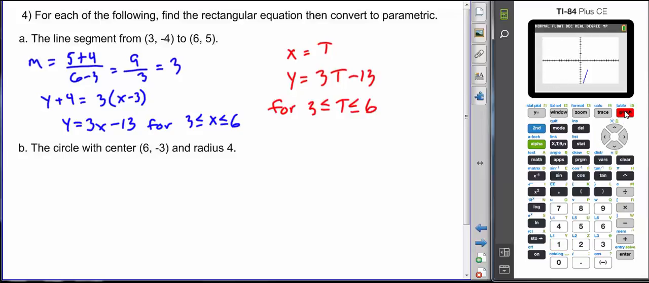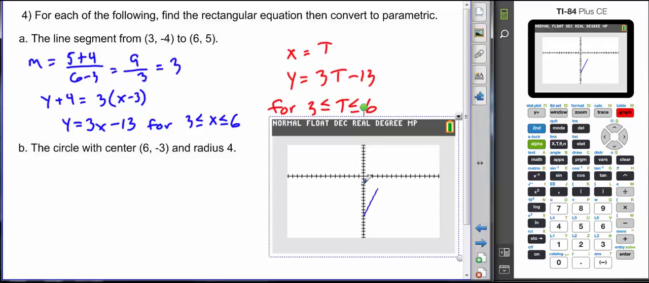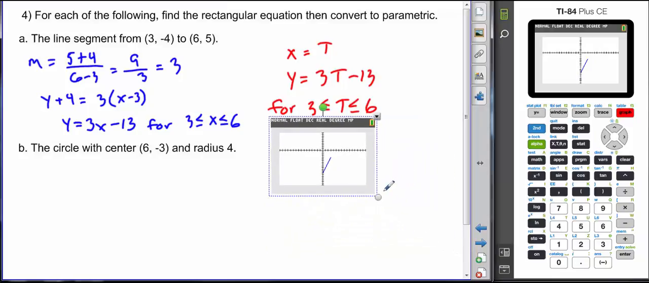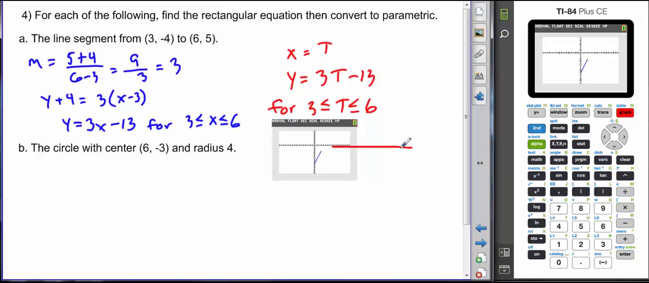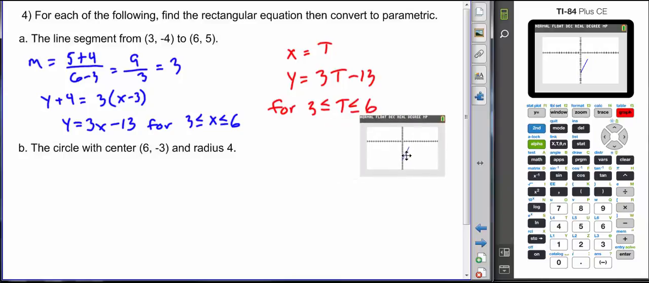And I can't really see the bottom of this graph, so I'm going to hit my window and change that y minimum to make it a little smaller and see if we can see the whole thing a little bit easier. So I'll make the y minimum like -20. And that should show it. There it is. I probably could even shrink that graph down a little bit from there, but I just wanted to show you what that looked like. And you can see that if you were to trace this thing, the graph does in fact start at the point (3, -4) and stop at the point (6, 5). You can do that on your calculator if you'd like.